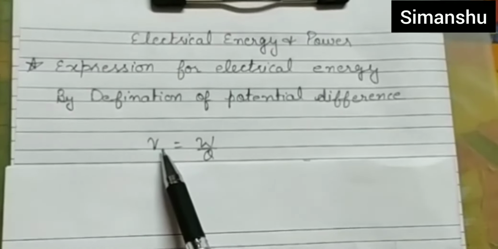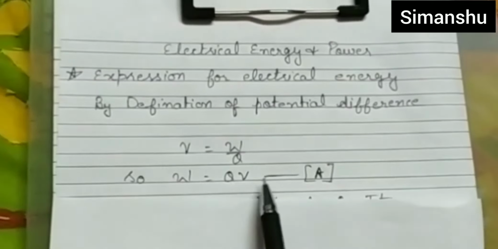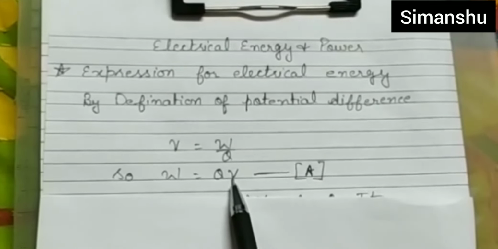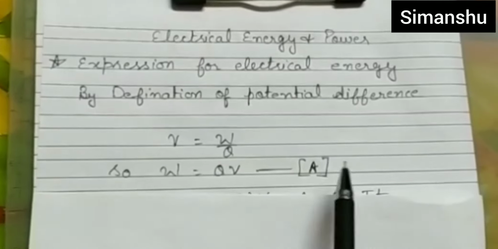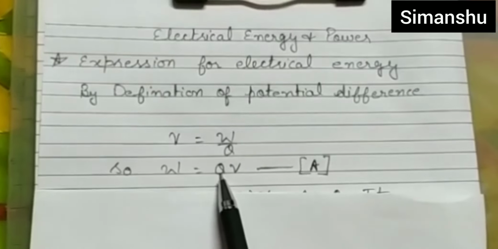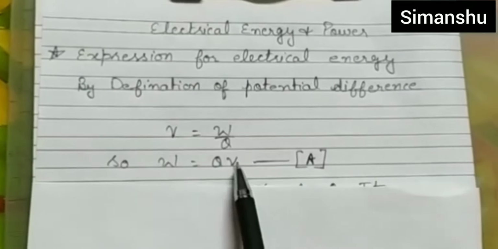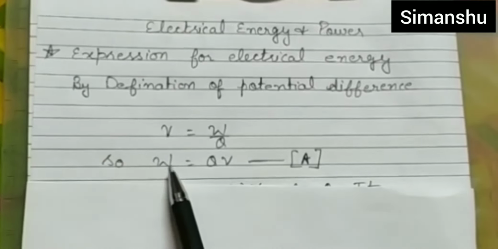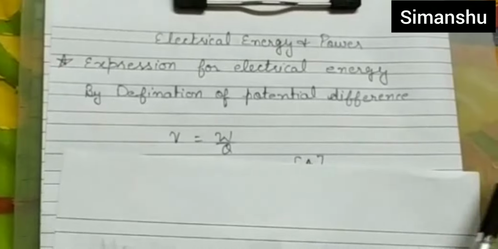From this definition, V is equal to W upon Q. So W, that is work, is equal to Q into V, where Q is the charge flowing through the circuit and V is the potential difference. So we got this one equation. I named it as A. Further, Q is charge and V is potential difference, so we can put their values to get different formulas of electrical energy. Let us see how to calculate.